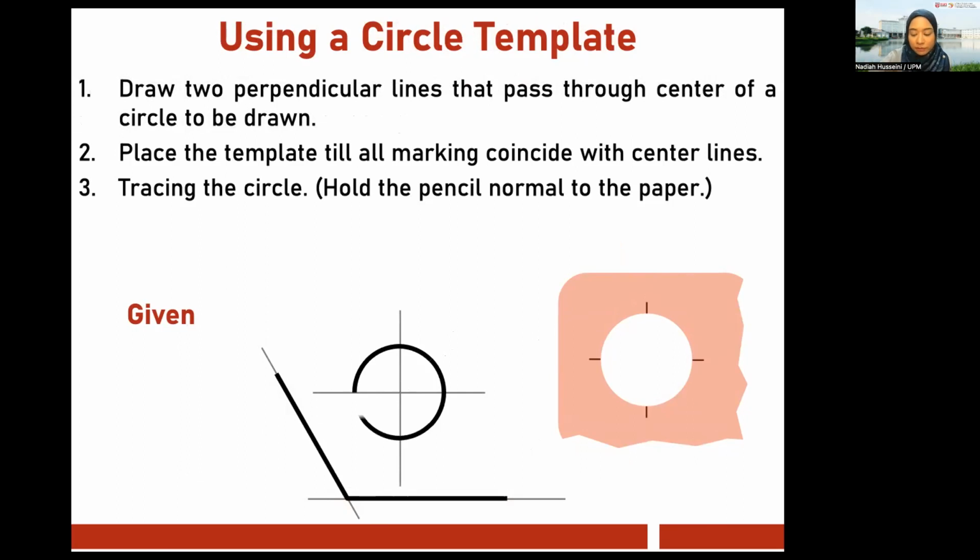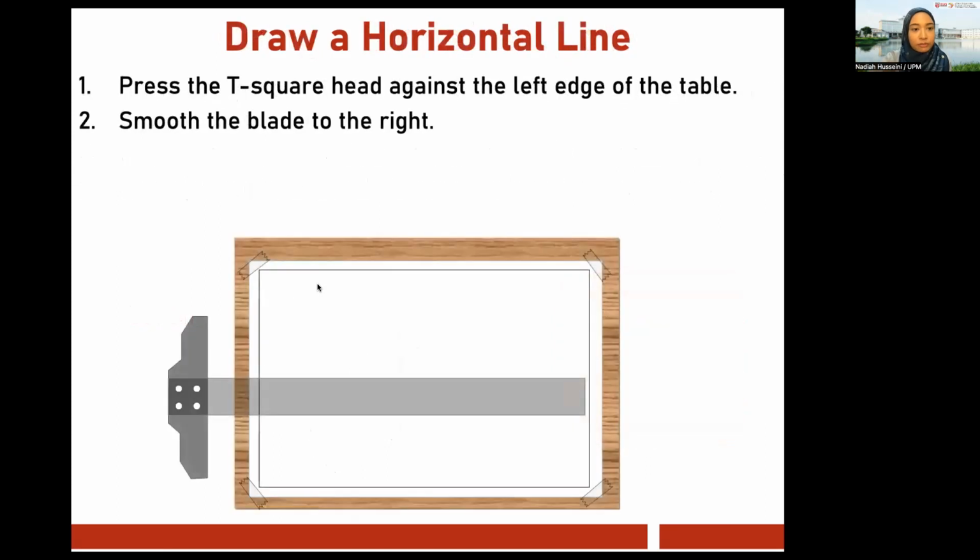But not very effective if you plan to have many different radiuses, right? And then trace the circle, hold the pencil normal to the paper, which means it has to be exactly normal, 90 degrees. You can't slant it 60 or 30. Make sure it's 90 degrees to make sure that it is very precise. Told you it's more like leceh lah. Okay, so thank God for AutoCAD.